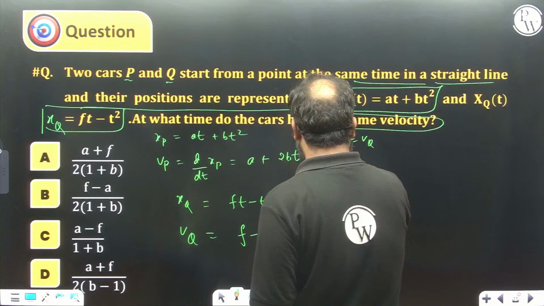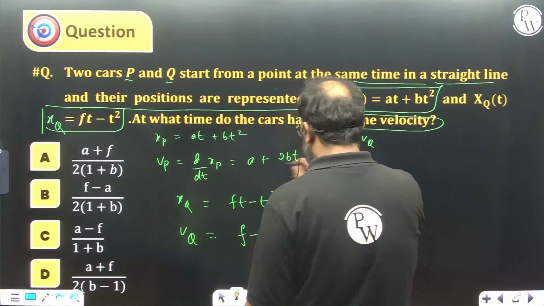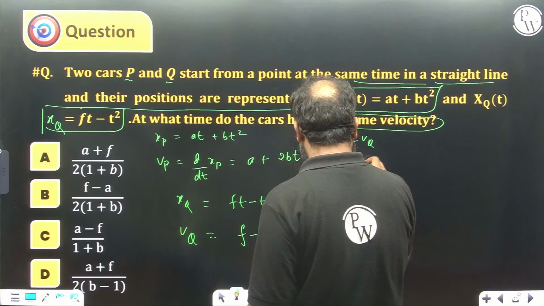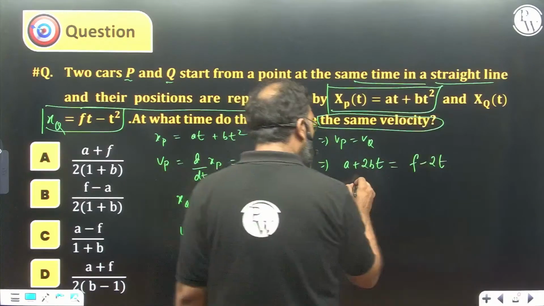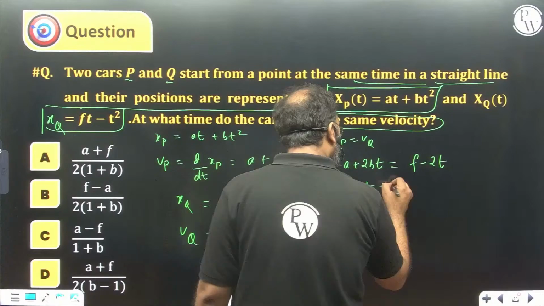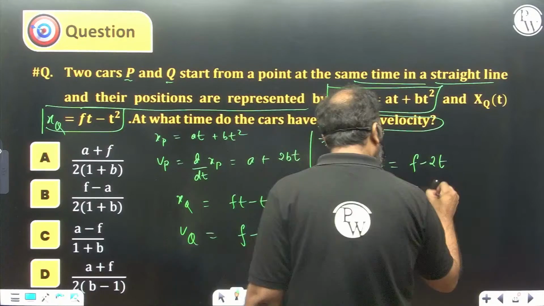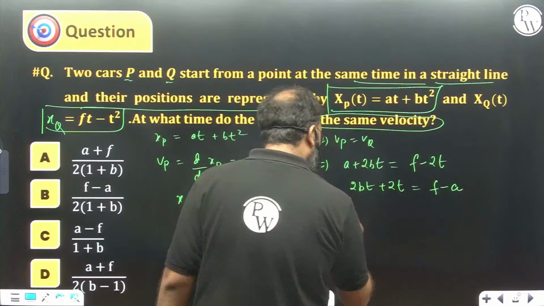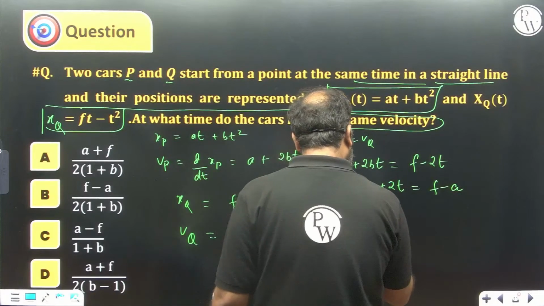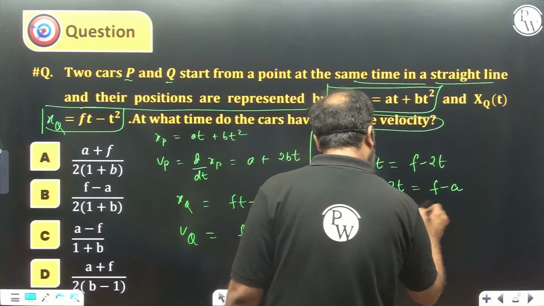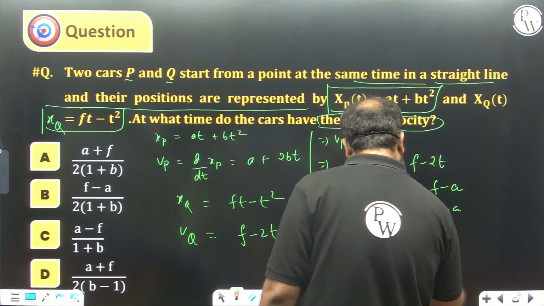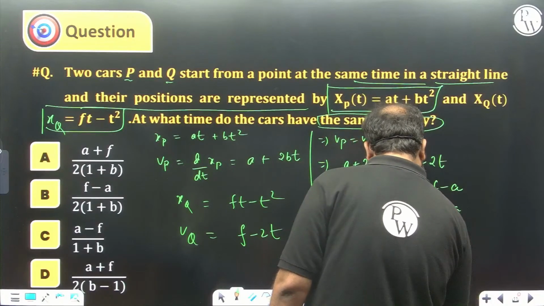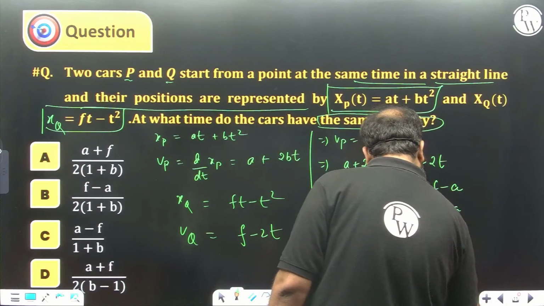This is what we are required to do. So velocity of P is what? A plus 2bt, and this should be equal to what? F minus 2bt plus 2t equals f minus a. Taking 2t common here, I am getting b plus 1, and that is equal to f minus a. Solving this for t, this is f minus a divided by 2 times b plus 1.